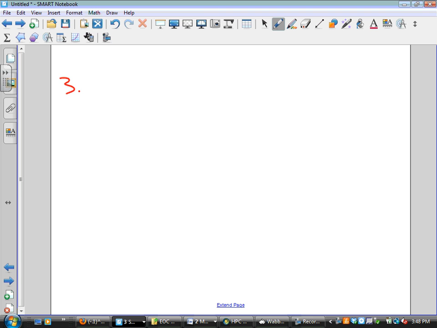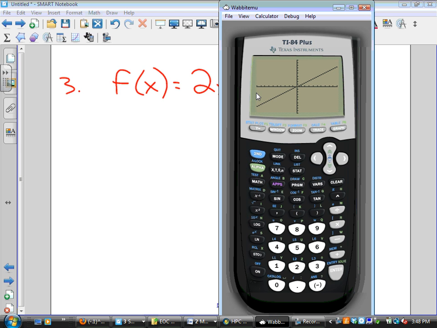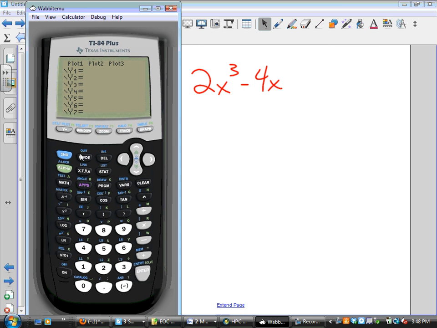Number 3 says, where is this function increasing, where is it decreasing, and then what are the local minimums and maximums. Okay, so f of x, 2x cubed minus 4x. So this is strictly a calculator question. In order to do this, we need to graph it in our calculator. Okay, so we're going to graph this thing in our calculator and then use the calculate functions to figure out where the minimum and maximum are.